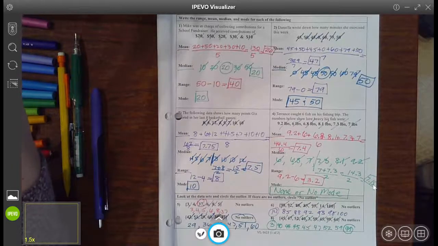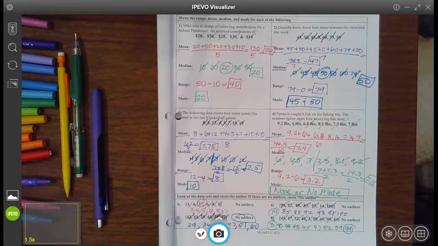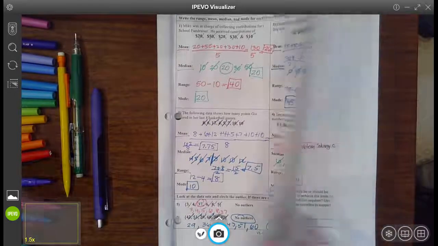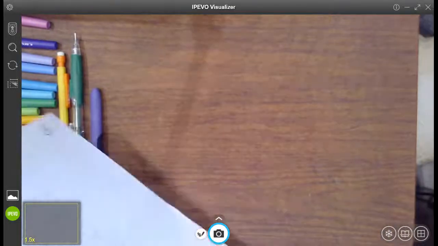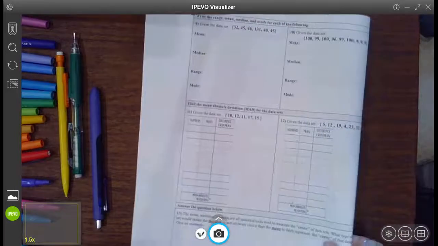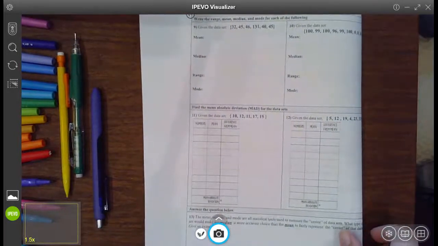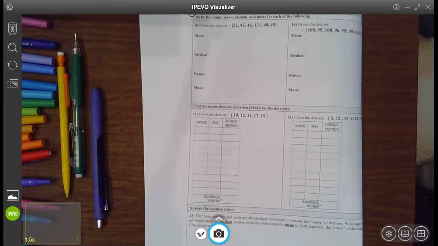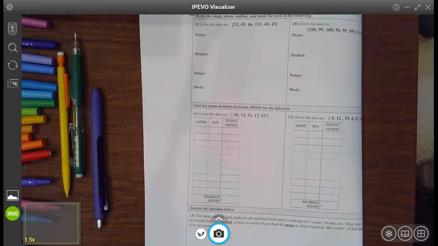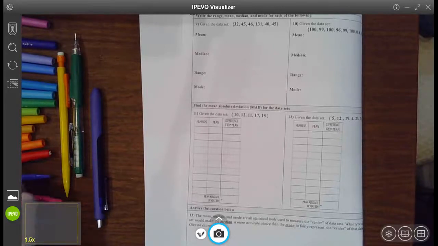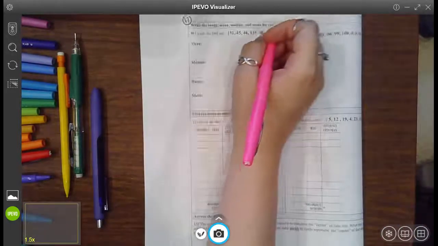All right, let's go ahead and take a look at the next page. Okay. This one says, again, write the range, mean, median, and mode for each of the following sets. Okay. So just like last time, if you hadn't done any by yourself yet, please, please, please try these on your own. Hit pause, try it, unpause it, and double check with us.